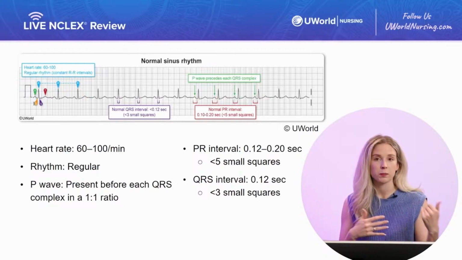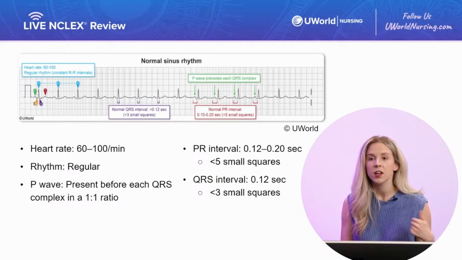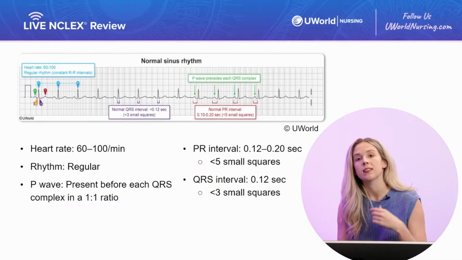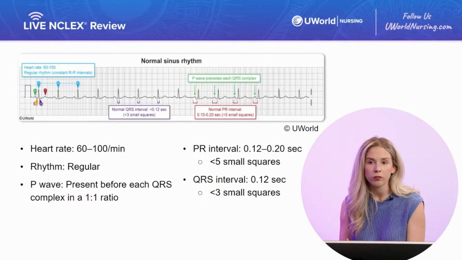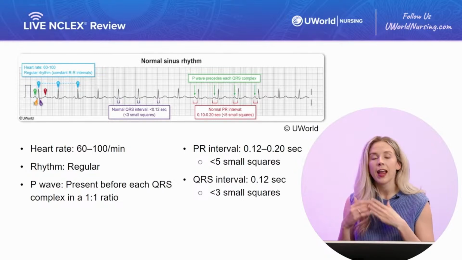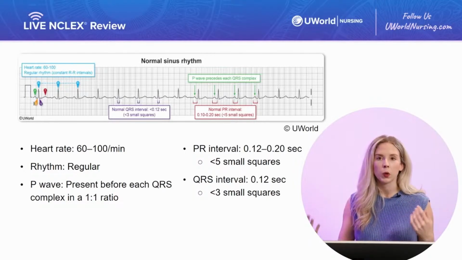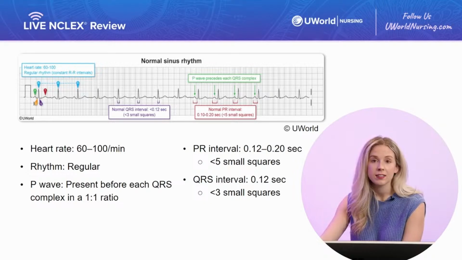Lastly, our rate is going to be between 60 to 100 beats per minute because that's our normal range. We can measure from R to R here. So in this 10-second strip, we have 14 Rs. So we multiply that by 6 to represent 60 seconds or 1 full minute, which gives us a heart rate of 84 beats per minute. 84 is right there in the middle of our 60 to 100 normal range. So it's a normal rate. Again, this is normal sinus rhythm.